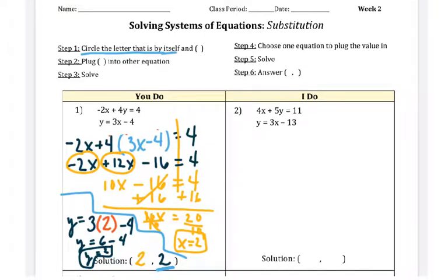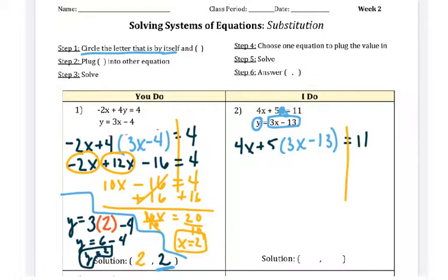Okay, so go ahead and try this one here. That's what you're going to work on. I'm going to start you off though, just because it's early. What we have here is a letter by itself, so I'm going to circle it. It says y equals. Then we're going to put a box around what y is. y is 3x minus 13. So I'm going to write the other equation, 4x plus 5. But instead of y, I'm going to put the expression for what y is, and then equals 11.